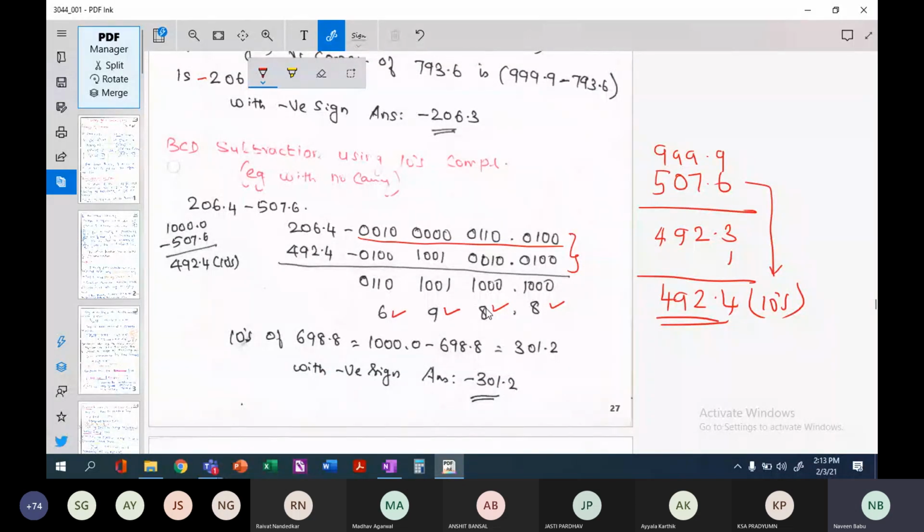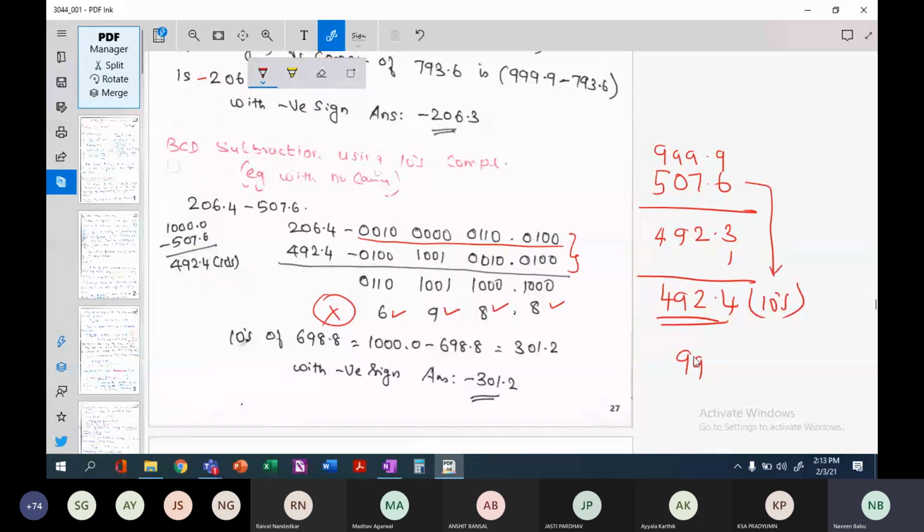When you don't get a carry, you will have to further take the tens complement of this. So what is the tens complement of 698.8? Again, the tens complement can be taken directly by subtracting it from 1000. But what we are going to do is subtract it from 999.99.